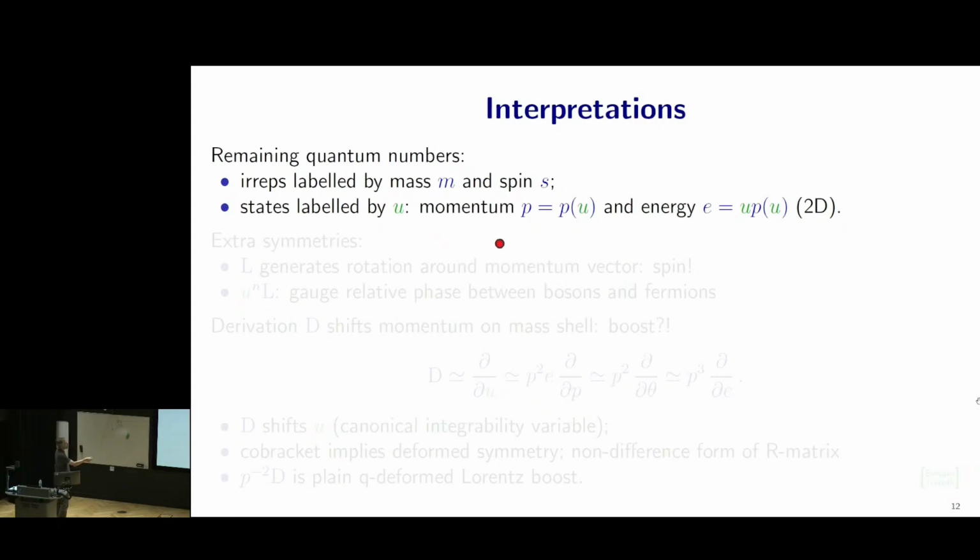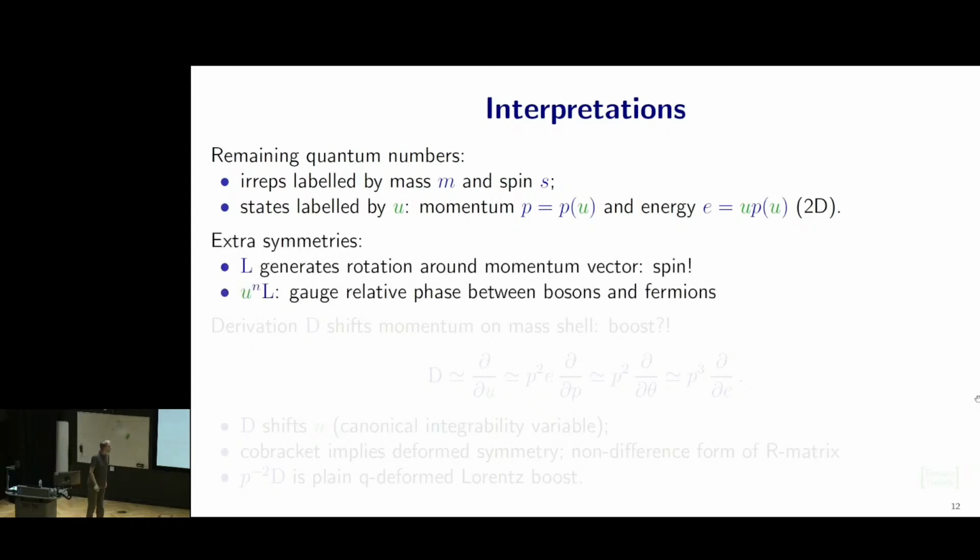But nicely, it's not just a static picture, because we do have representations with different energy and momentum. We do have extra symmetries. These L's are rotations around the particle axis of motion, if you wish. So that's just a spin generator. And we have AdS/CFT, we have bosons and fermions, they have different spin. So this L will basically rotate the bosons against the fermions, and that's how this works.